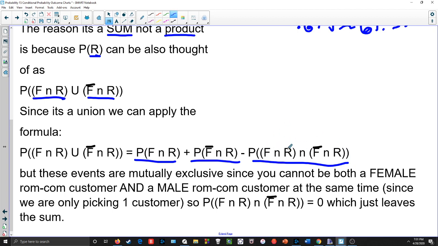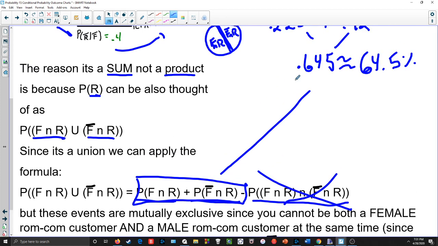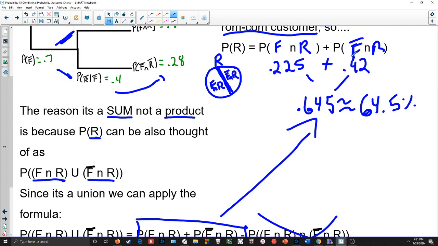Well, as I just said, these are mutually exclusive events, right? If I'm a female rom-commer, I cannot also be a male rom-commer. So these 2 events are mutually exclusive, which means that this section just ends up being 0. So that means I'm left with this part right here, which is what I did up there. So that's where I get the sum from.